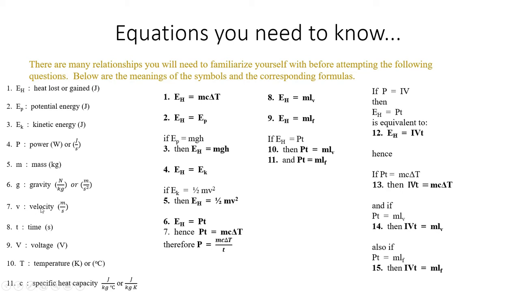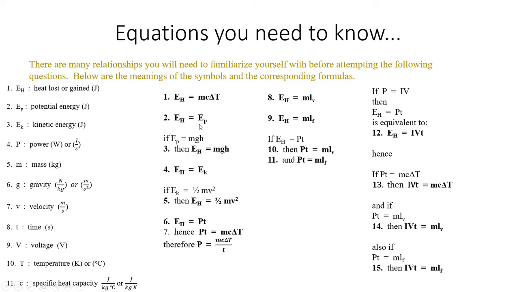Common letter V is velocity, meters per second. Common letter T is time, which is units of seconds. Capital letter V is voltage, units volts. Capital letter T is temperature. You have units of kelvins or degrees Celsius. And then we have the specific heat capacity, which is joules per kilogram per degree Celsius or joules per kilogram per Kelvin. And so these 15 relationships, right?